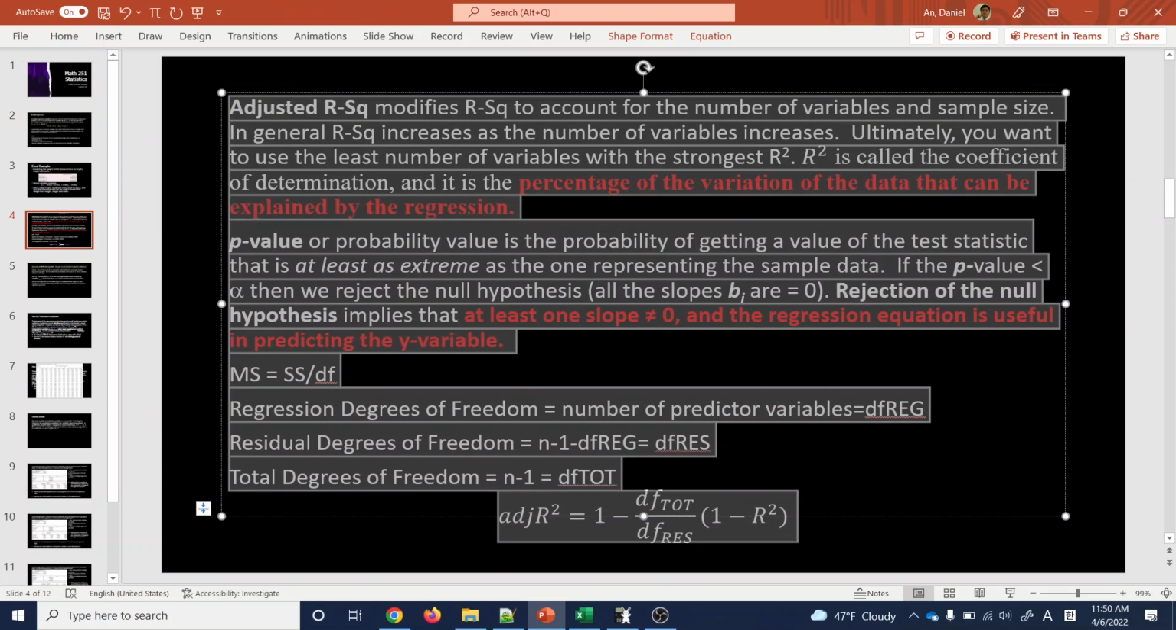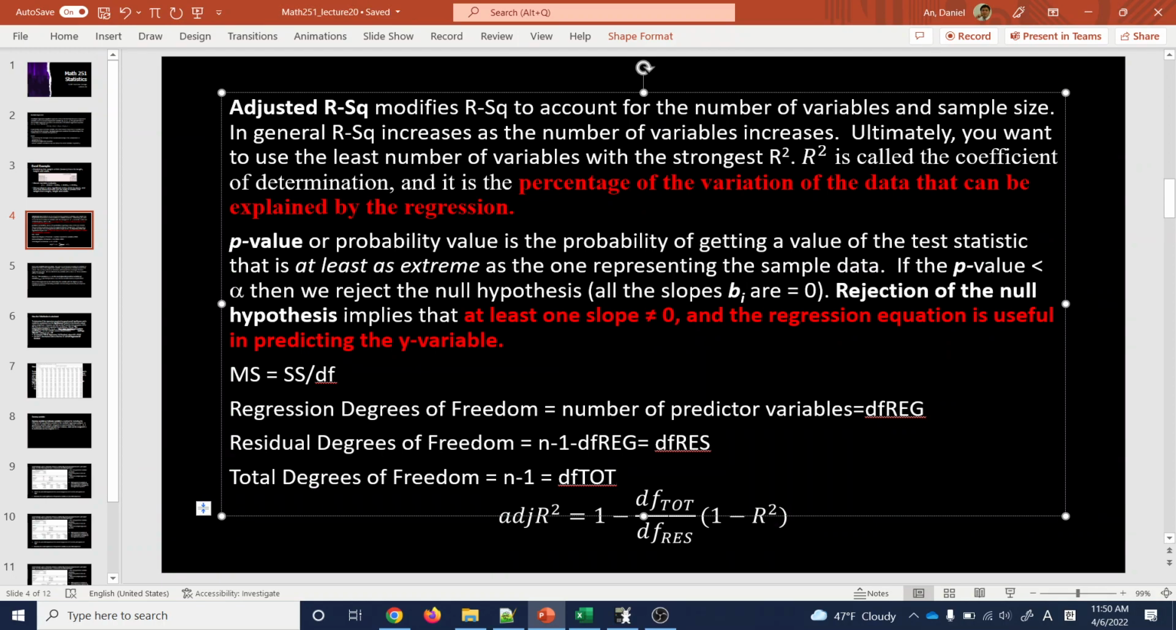And then knowing that, here's a formula that could be used to find the adjusted r squared from the given r squared. Now, this will be provided to you on a formula sheet, so you don't really have to memorize it. However, just keep in mind that if you work this out, you'll see that the adjusted r squared is always less than r squared. That's because the total degrees of freedom is always more than the degrees of freedom of residual. So if you compute this, this will be a bigger value than the 1 minus r squared.